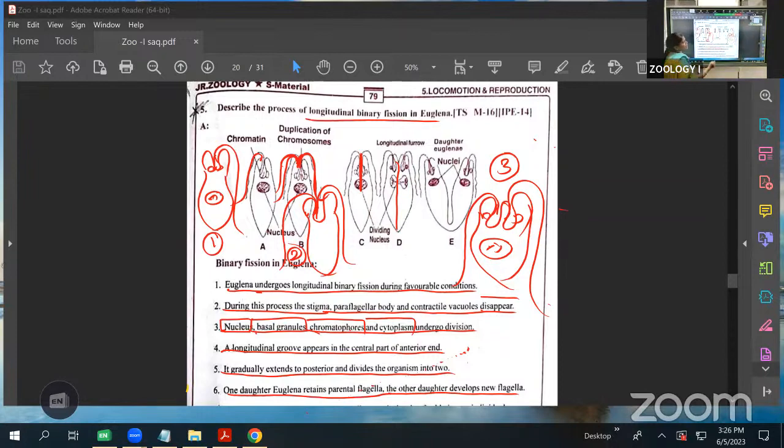After that, what will happen? Here the groove is formed. Here, the next, the fourth, how you draw it means, say this one here, and this one is a longitudinal groove, and like this. You try to practice this one. The groove. This one is a groove. This one is one flagellum, and this one is one flagellum. Practice the diagram. For the diagram only, you get 2 marks.